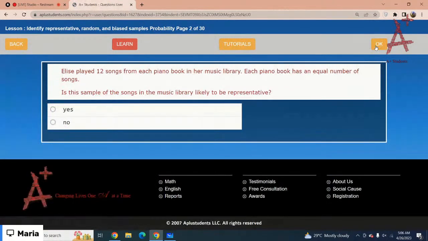Alice played 12 songs from each piano book in her music library. Each piano book has an equal number of songs. Is the sample of the songs in the music library likely to be representative? So, yes or no, which is the correct option? The correct option is, hold on, let me read the question again.